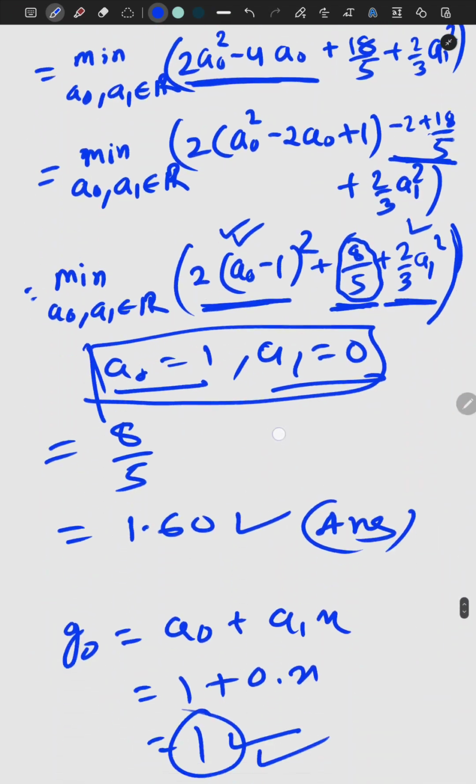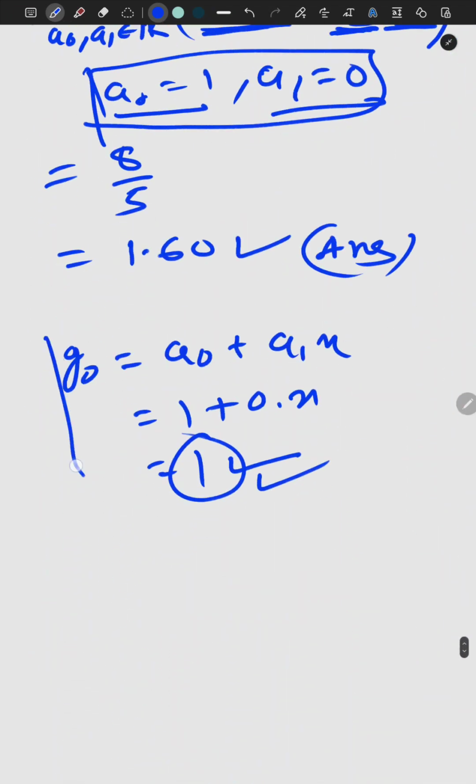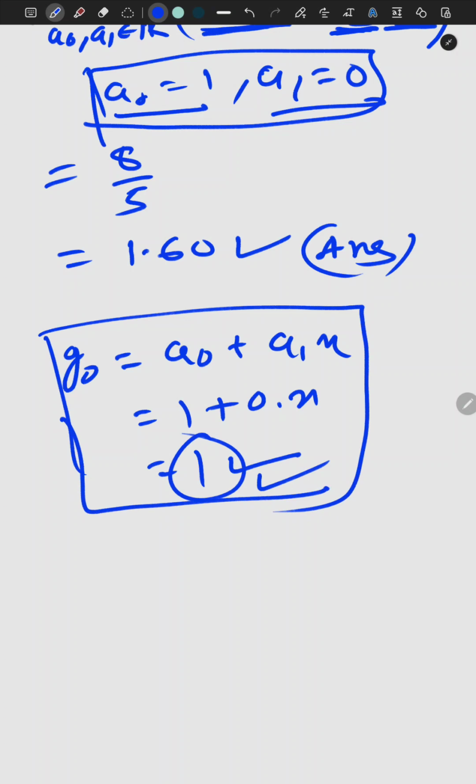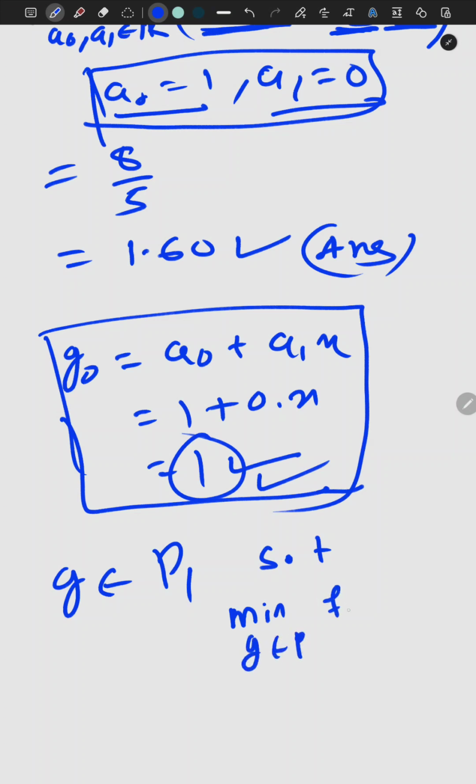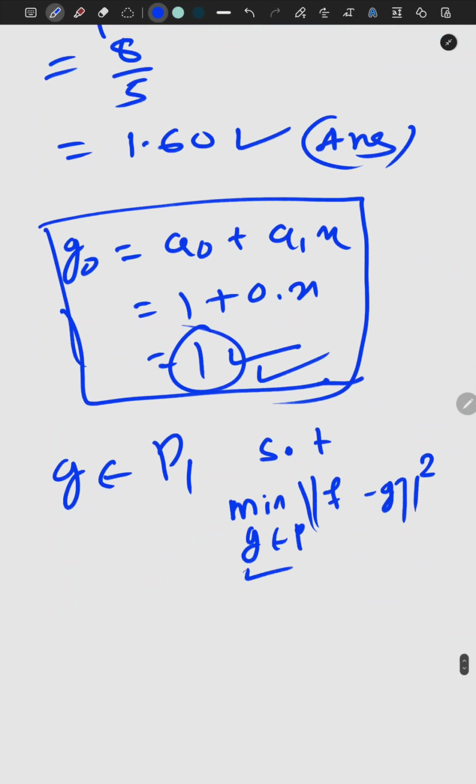If the question asks for this function also, you can explicitly calculate the minimum g in this space P1, meaning g belonging to P1 which minimizes the norm square of f minus g. What is the value of g which minimizes? That g naught is nothing but 1.